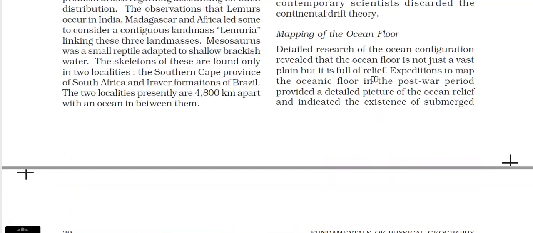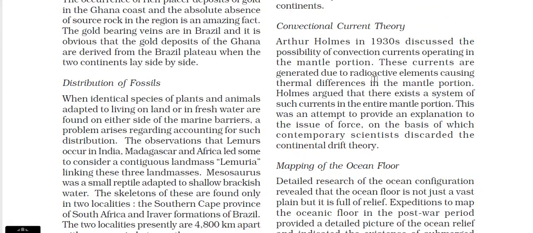We have to see that. Convectional current theory. You have to read this, then only you will come to know about the convectional current theory. So in 1930, Arthur Holmes discussed the possibility of convectional currents operating in the mantle portion. We know that the earth is divided into three layers: crust, mantle and core.